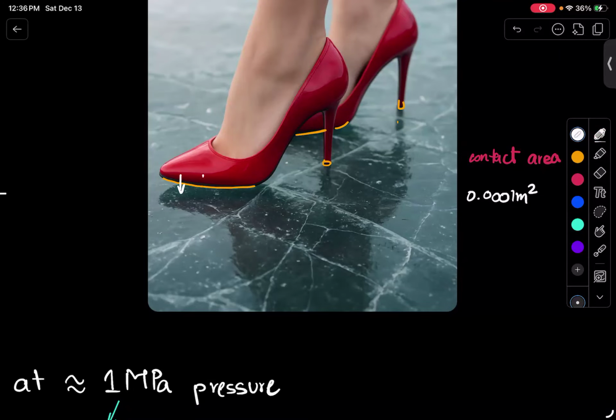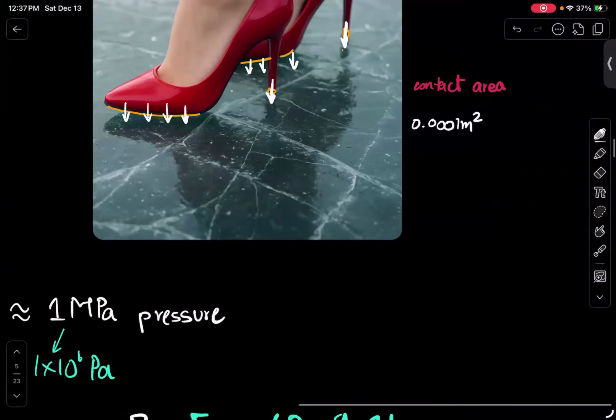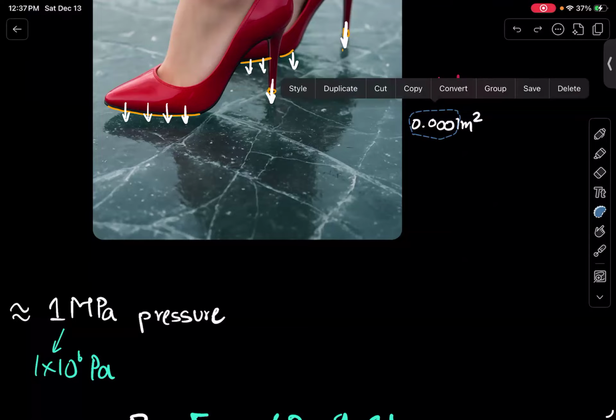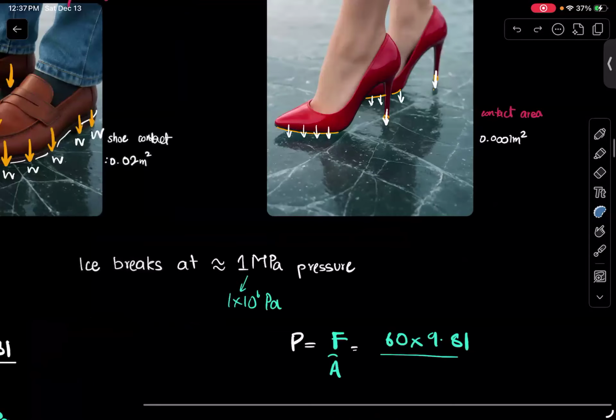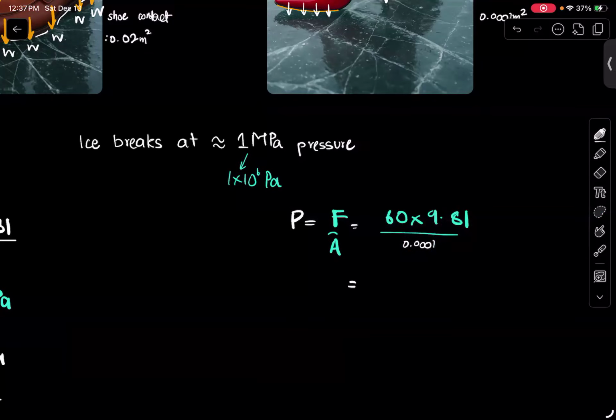So all of the weight of her mass is being concentrated over very, very tiny areas, whereas the shoe was spreading it out much more. And you even see that the contact area of the heel with the ice is 0.00001 meters squared. So obviously that means the area in contact is very small. That means the same weight is going to be concentrated over a smaller area.